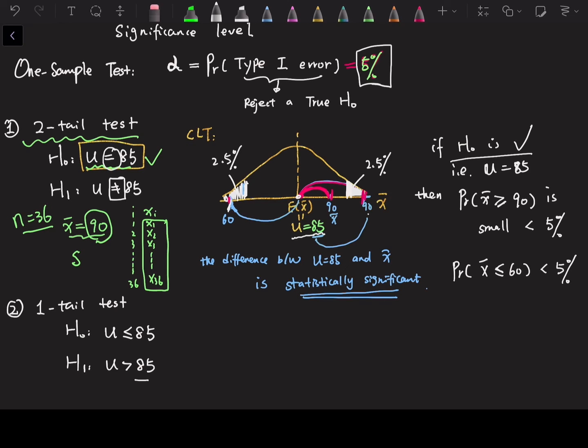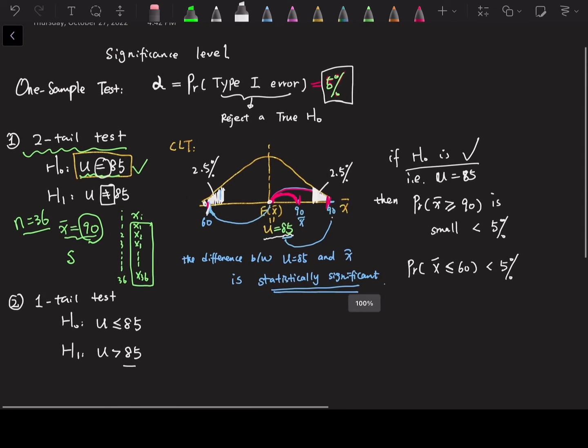Okay, so that means if the population mean is really 85, there is less than 5% chance you randomly select a sample and observe a sample mean of 60, this small. That indicates the null hypothesis is not supported by the sample mean. In other words, let me show you this. Let me show you here.